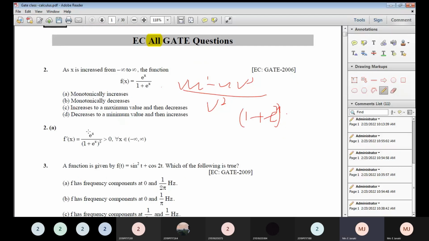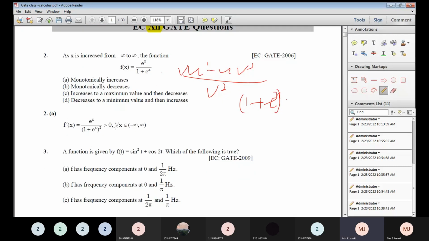You know that e power x always takes positive values in the interval minus infinity to infinity. Therefore the numerator is always positive and the denominator is always positive. Therefore the first derivative is greater than or equal to 0. Whenever the first derivative is greater than or equal to 0, you can say the given function is monotonically increasing. To be monotonically increasing, the condition is the first derivative must be greater than 0, so it satisfies this condition.